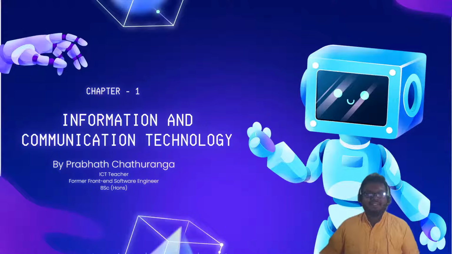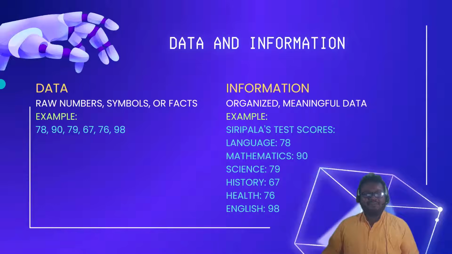Now children, let's start something you might already be familiar with, data and information. Take a look at these numbers. They are just data, right? These numbers don't say anything. 78, 90, 79, 67, 76, 98. Raw numbers don't tell us much about anything, right?